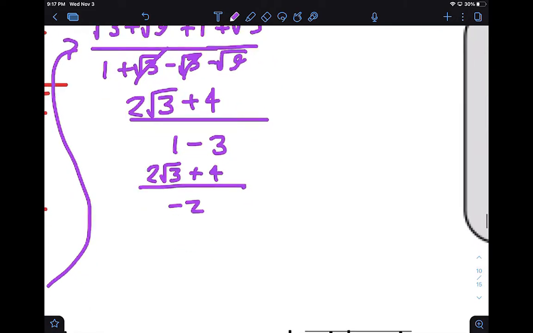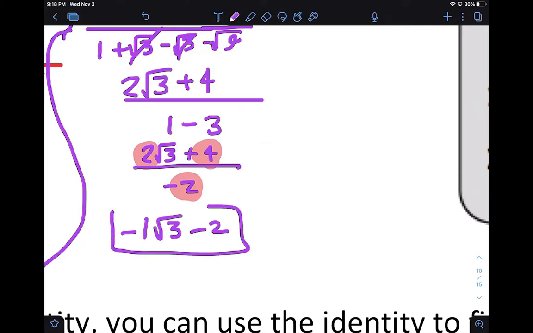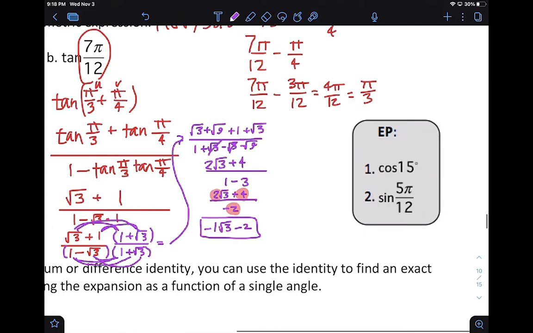And since all the numbers outside of the radical are divisible by 2, I'm going to divide them all by 2. And actually, I'm going to divide by negative 2. It'll be negative 1 root 3, and then that'll be minus 2 right there. Okay, and you could write that in any order. You could also write negative 2 and then minus 1 root 3.